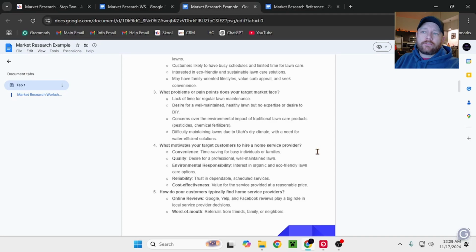Then we're going to look at what motivates your target customer to hire a home service provider. What are they looking for in their home service provider? So I have listed, they want it to be convenient. They want quality service. They want you to be environmentally responsible, reliable, obviously, that you're going to come when you're scheduled. And then your cost effectiveness. What are you worth, the value that you provide, right?